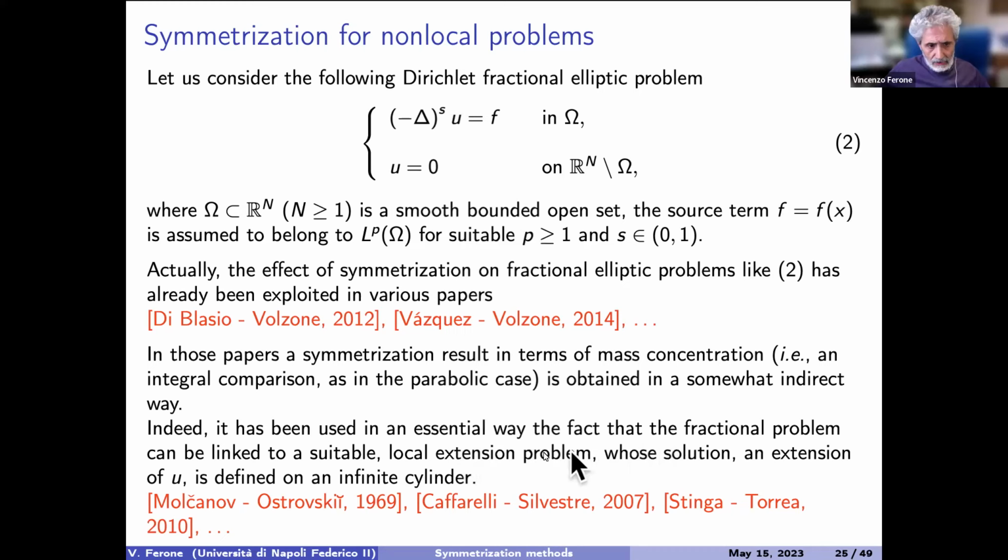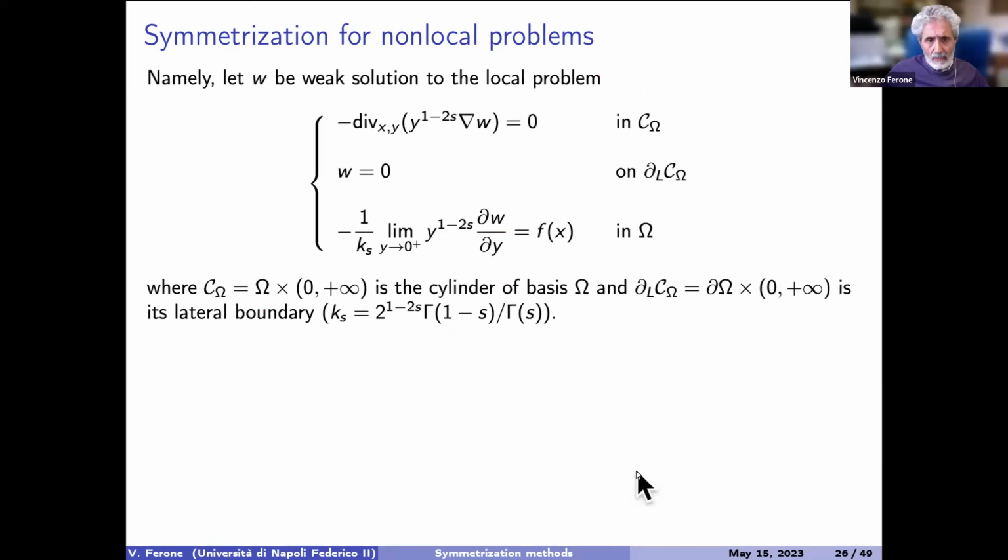an extension problem, which says that the solution to problem 2 is obtained by extending the problem to a local problem defined on an infinite cylinder. This kind of result goes back to a paper by Molchanov and Ostrovsky, and then more recently Caffarelli and Silvestre and other authors have studied the same kind of properties.